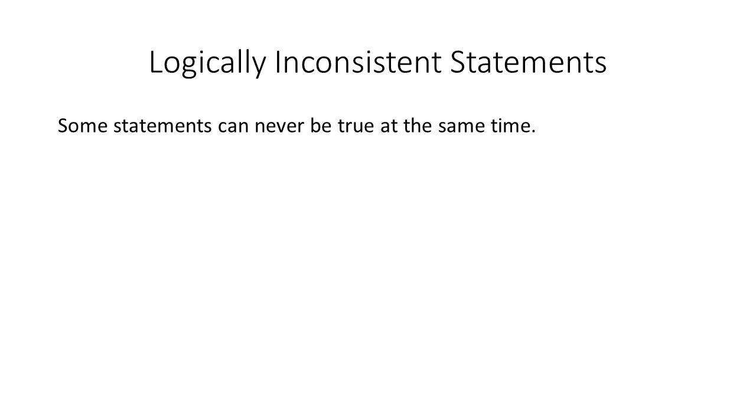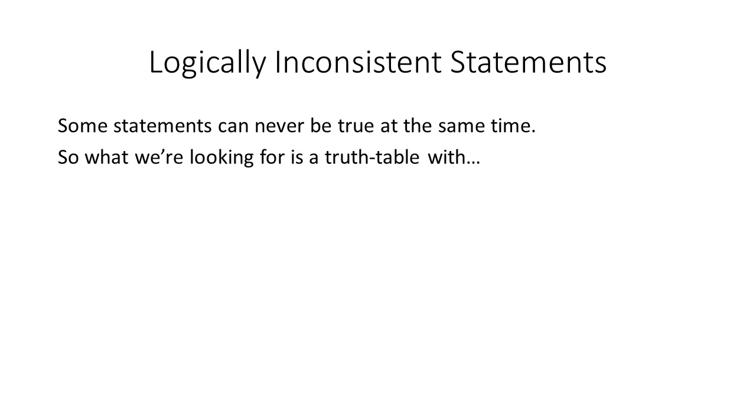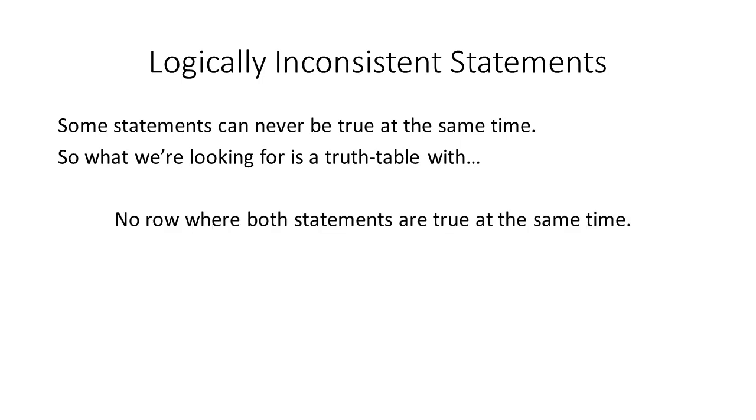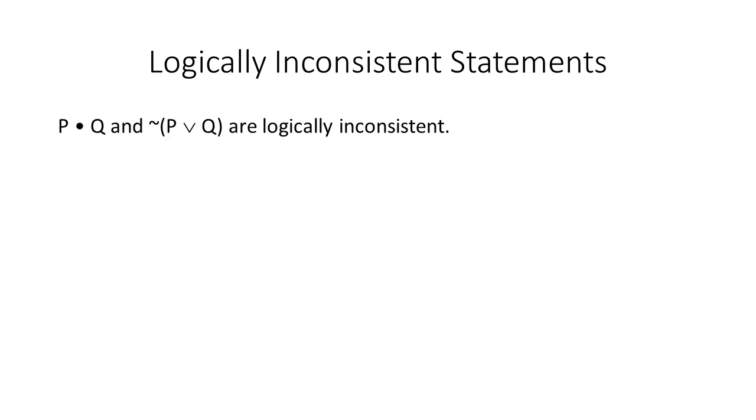Okay, finally, logically inconsistent statements. Some statements can never be true at the same time. So what we're going to be looking for when we build truth tables for them is a truth table with what feature do you think? No row where both statements are true at the same time. So P and Q, and it's not the case that either P or Q, are logically inconsistent.